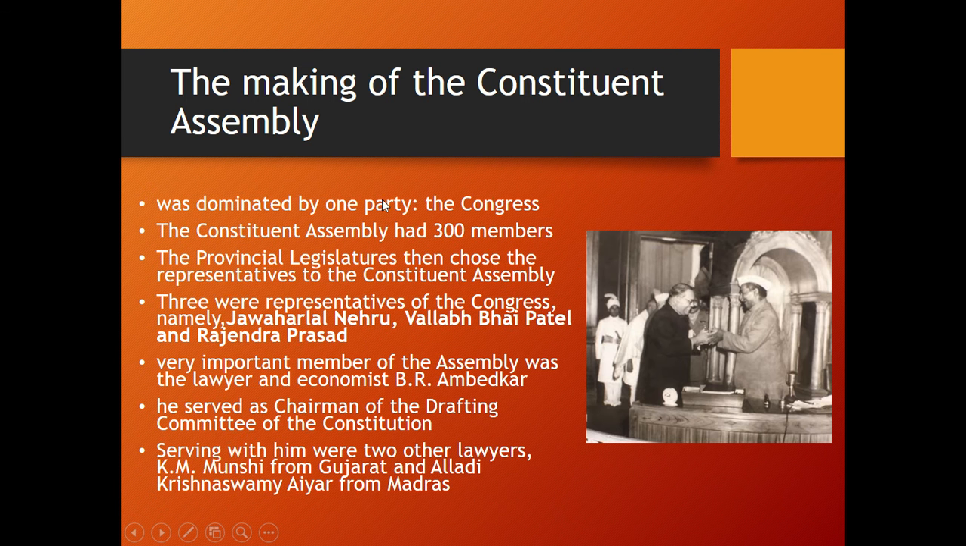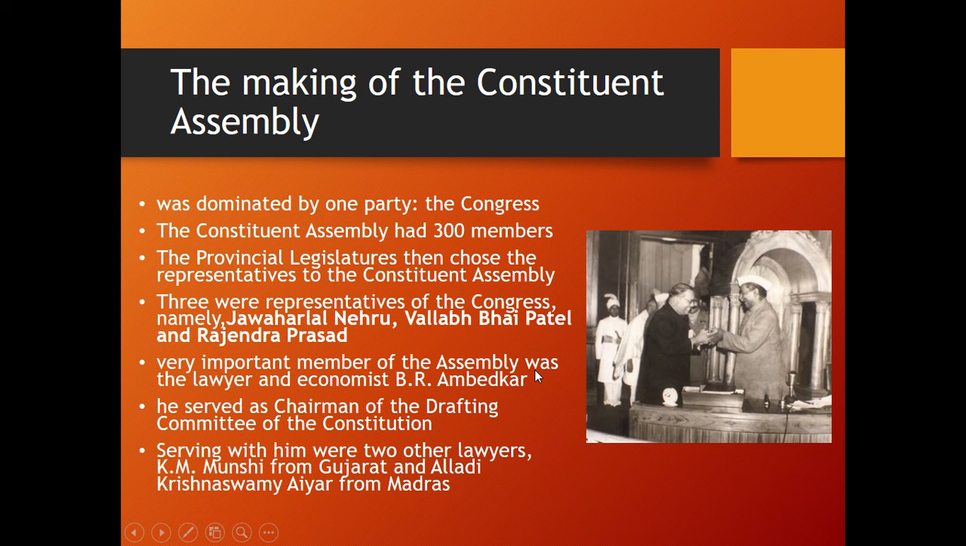The making of the Constituent Assembly was a great task. The provincial legislatures chose the representatives to the Constituent Assembly. Basically, there was dominance of the Congress. The Constituent Assembly had nearly 300 members. The chief members from the Congress were Pandit Jawaharlal Nehru, Sardar Vallabhbhai Patel, and Dr. Rajendra Prasad.